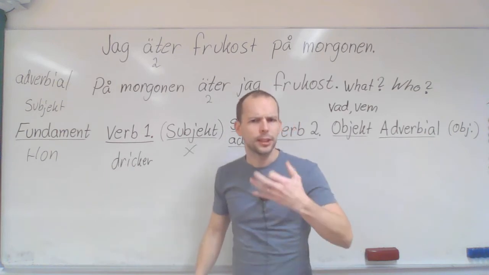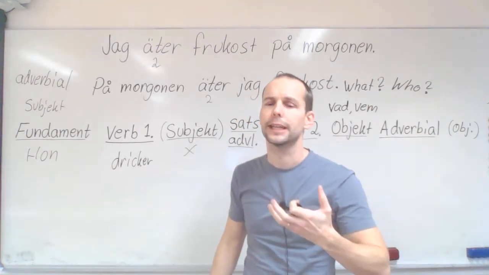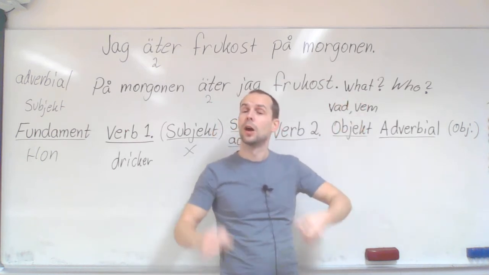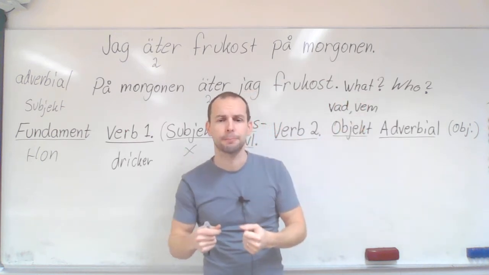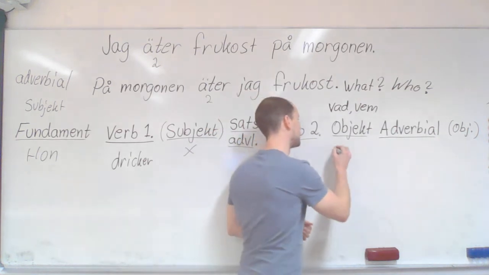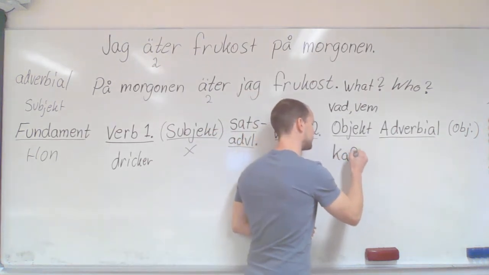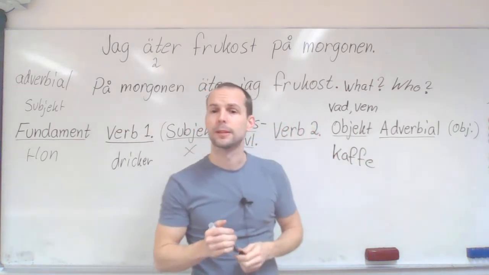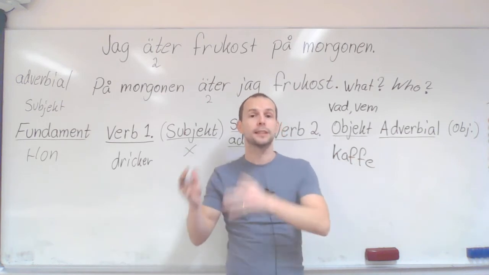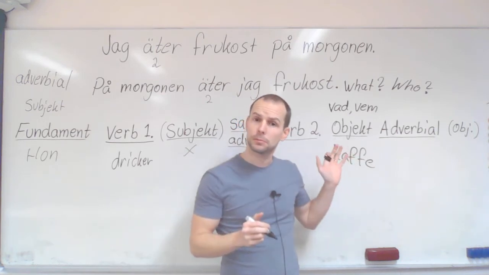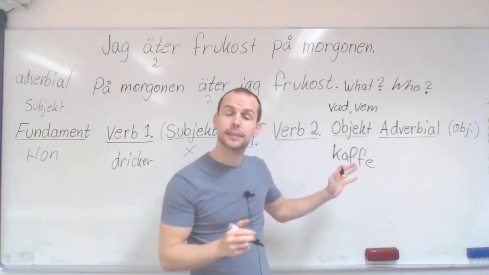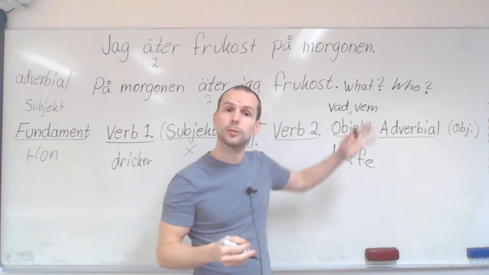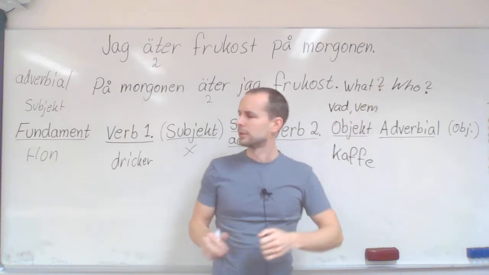So if we ask the question, hon dricker. She's drinking. And then we can ask what? What is she drinking? And the answer, for example, kaffe. Coffee. Hon dricker kaffe. What is she drinking? Kaffe. This is the answer to the question, and this is object. It can also be who.